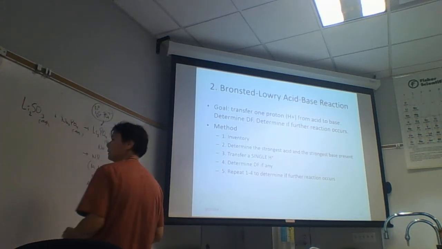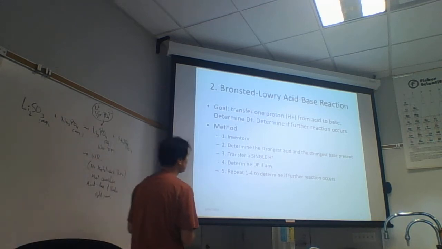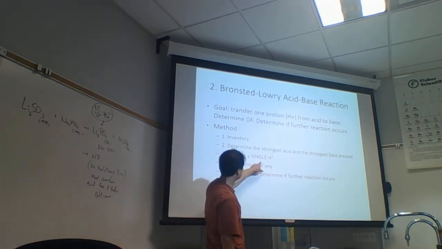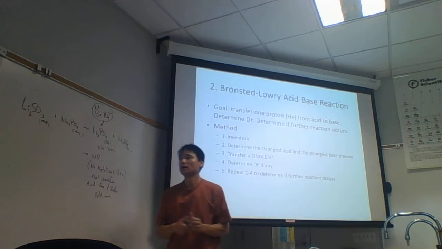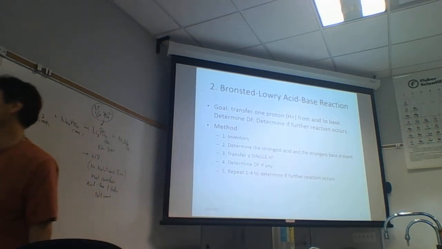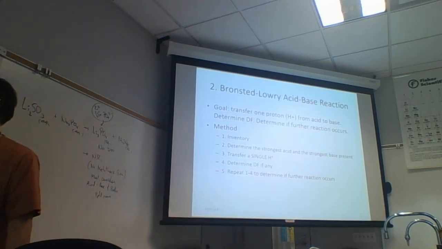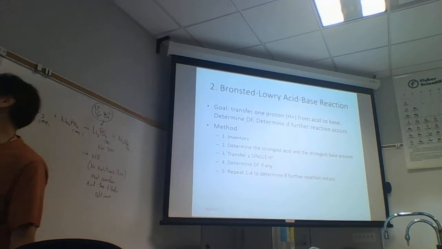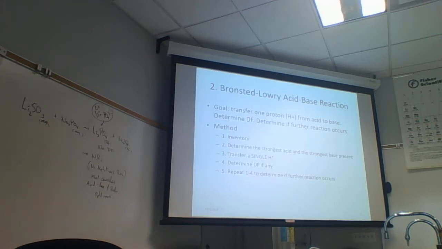Okay, so we pick the strongest acid and the strongest base present. Then we transfer a single H plus from the acid to the base. And so what's going to happen is the acid is going to lose an H plus, and the base is going to gain it. So we'll take phosphate, PO4 3 minus, which is the strongest base, plus the strongest acid.